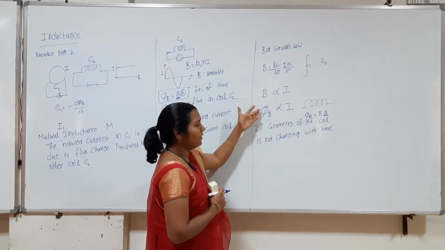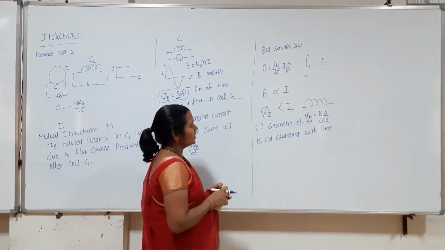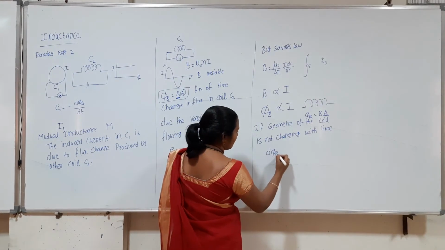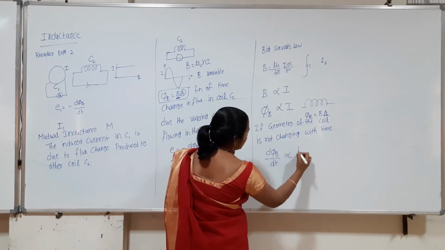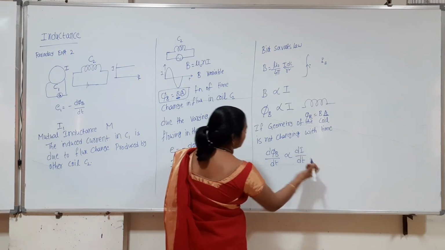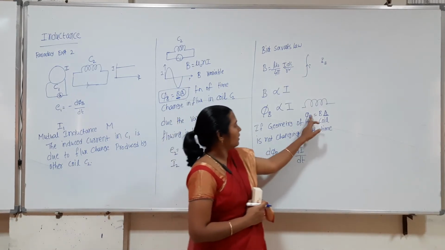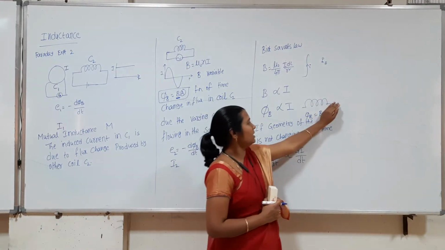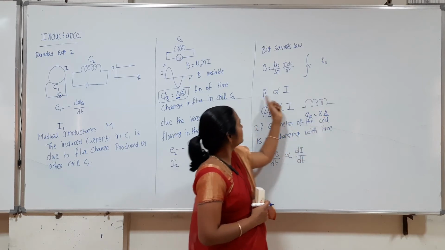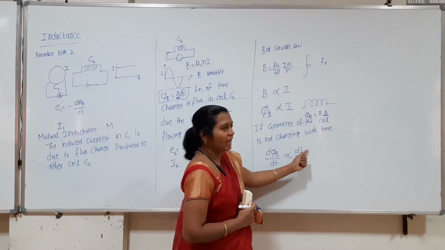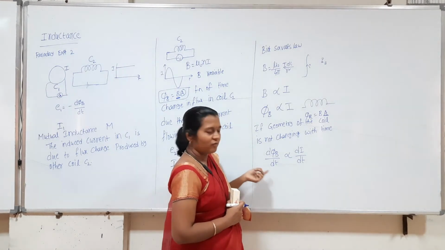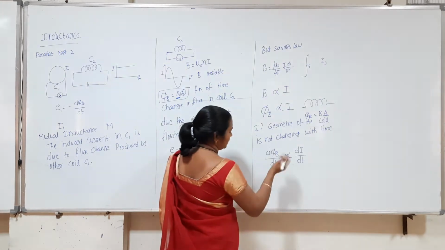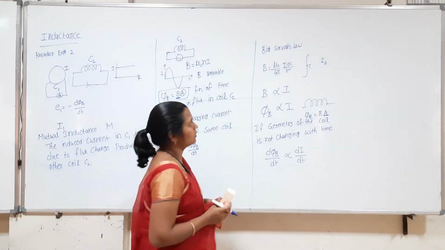By differentiating this equation with respect to time, d phi B by dt is also proportional to dI by dt. What does it mean? Phi B is B into A. If A is constant, then differentiating, dB by dt, and B is directly proportional to I, so dI by dt. So the rate of change of flux is directly proportional to the rate of change of current. This is one of the equations which we are going to see.